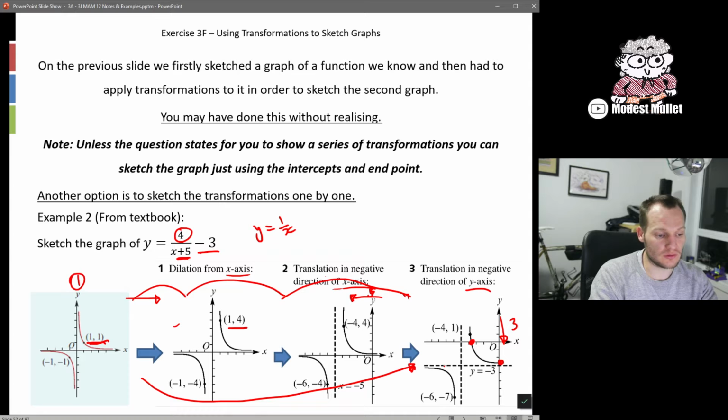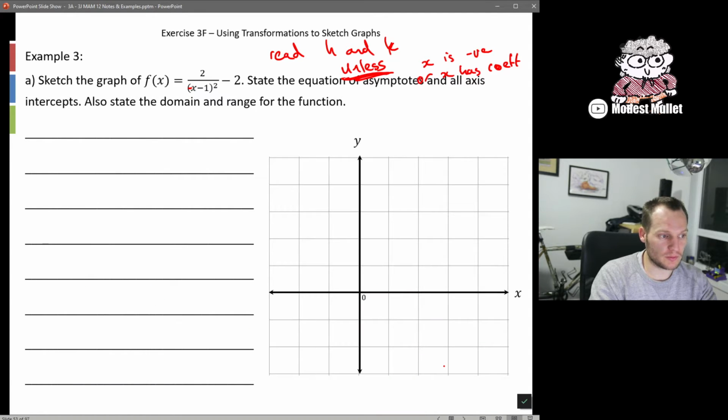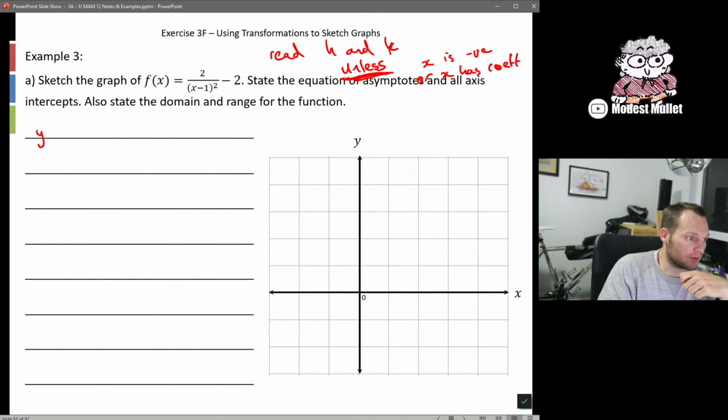You're still going to have to do that, so we may as well work efficiently and get the asymptotes or turning points really quickly. So let's jump into this one. Straight away, I can see from this we have y equals 2 on (x minus 1) all squared, minus 2.